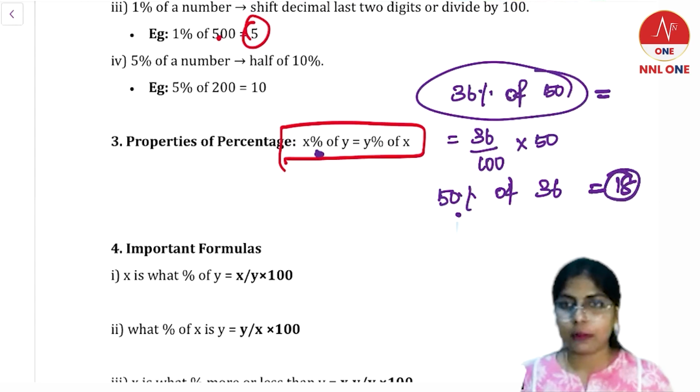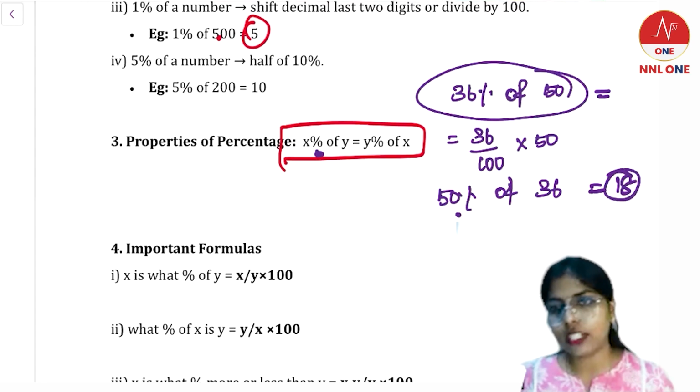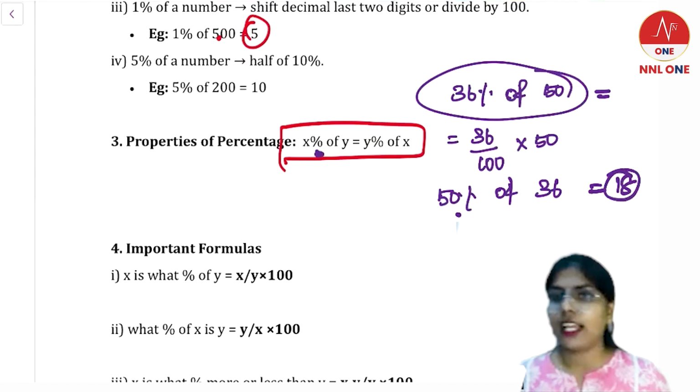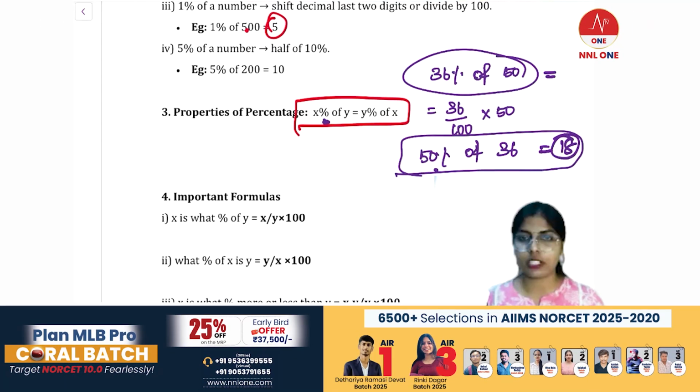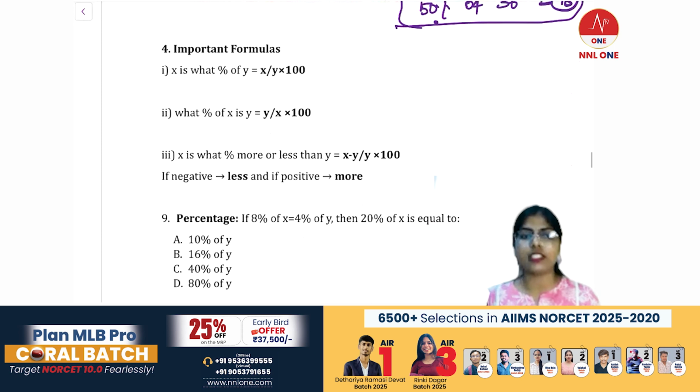18 plus 18 is 36, right? So 100% of the number is 36, half of the number is 18. So this is the final answer. Instead of doing time-consuming calculations, you can follow this property and find the answer as well. Next thing you have to keep in mind is the formulas.